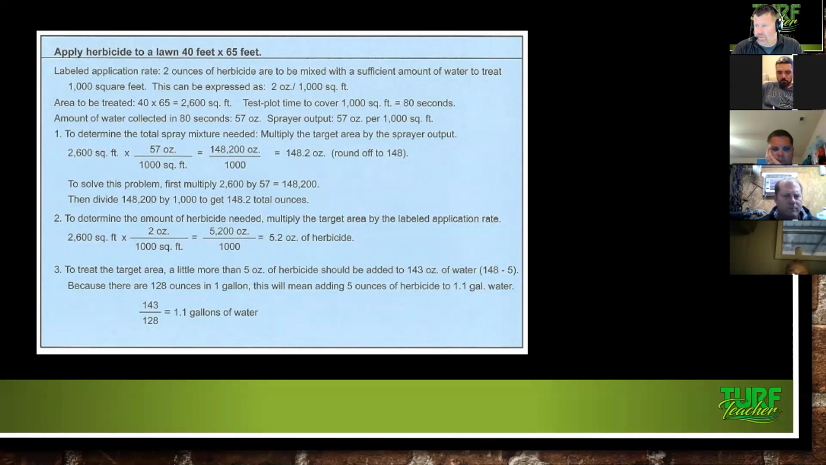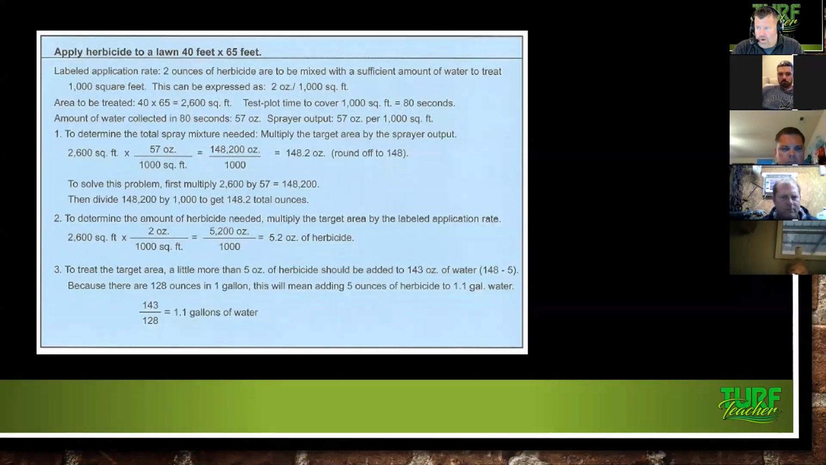I would love to have a ton of those. But your label application rate is 2 ounces of herbicide to be mixed with a sufficient amount of water to treat 1,000 square feet. This can be expressed as 2 ounces per 1,000. I love breaking down our properties into 1,000 square foot blocks. So if we've got a 20,000 square foot block, I've got 20 blocks inside of it. The area to be treated is the 40 by 65, 2,600. The test plot to cover 1,000 square feet is 80 seconds.